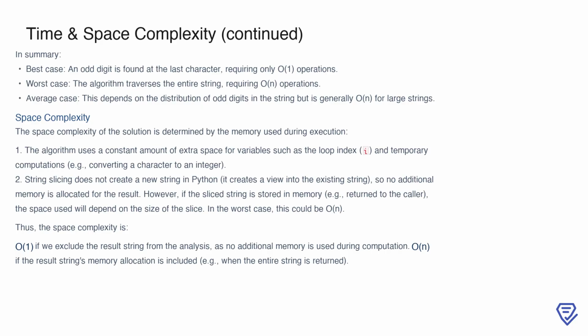Now, considering space complexity, the solution uses a constant amount of extra space for variables, such as the loop index and temporary computations like converting a character to an integer. String slicing in Python does not inherently allocate additional memory, as it creates a view into the string. However, if the sliced string is stored or returned to the caller, the memory usage depends on the size of the slice. In the worst case, storing the result string can require O(n) space. Therefore, the space complexity is O(1) if we exclude the result string and O(n) if we include it.